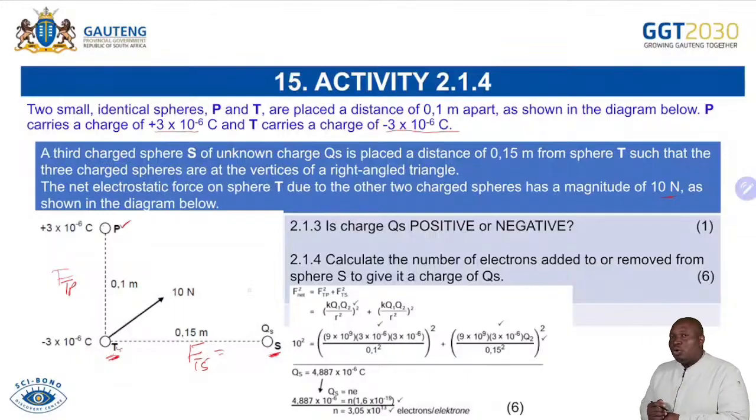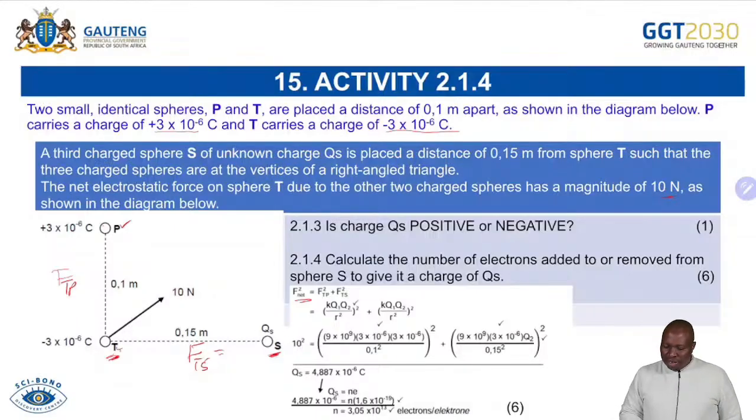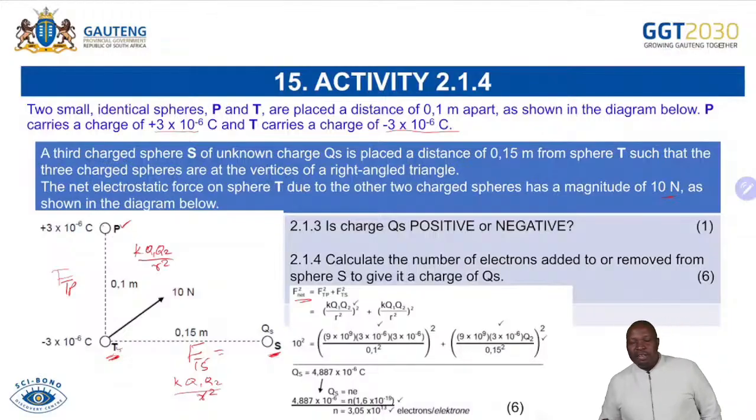So you see that your maths, your calculator must be handy, because you're going to have to deal with this type of equation. And then for Fnet, already you were given that it is 10 newtons, which is our resultant force. Then you have here the formula KQ1Q2 over R squared for TP, and another KQ1Q2 over R squared for TS. So you write the two formulas as we did, and then you'll get 1 mark for your formula there.